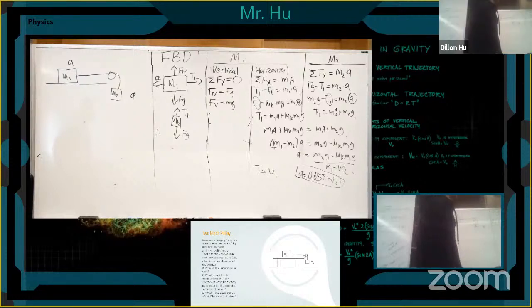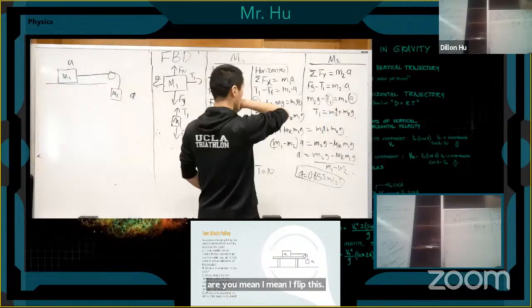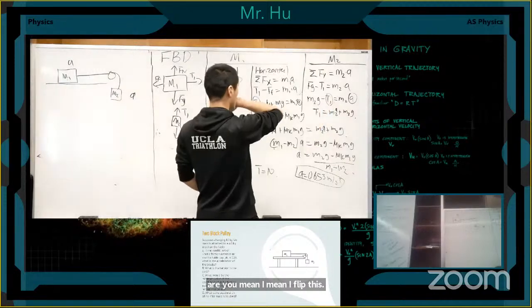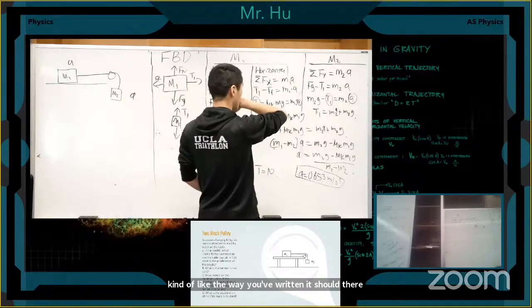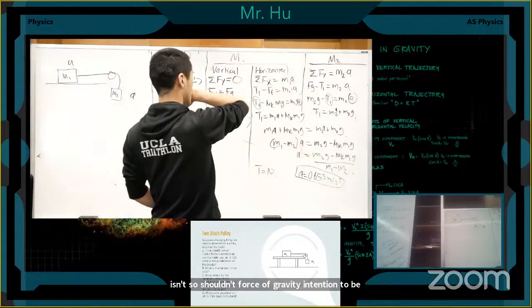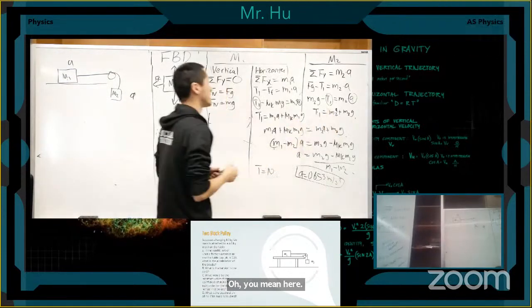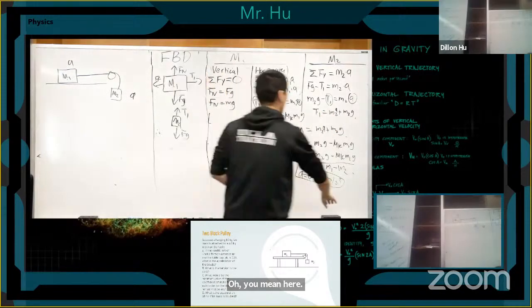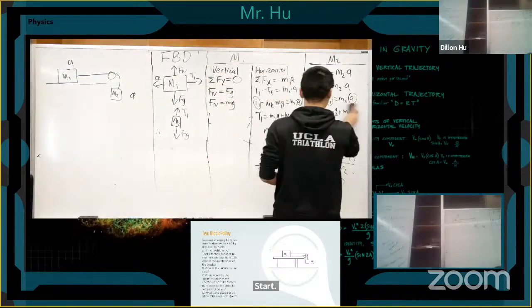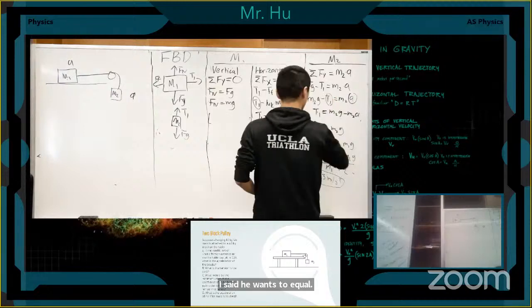Oh, you mean I flip this? Like, you mean I flip these two? Kind of. The way you've written it, there should be a minus sign somewhere in there, but there isn't. So shouldn't the force of gravity and tension be flipped, like the second line of the M2? Oh, you mean here? No, at the very start. Yeah. Okay. I see. I missed that. Okay, so T1 should equal M2G minus M2A. Here we go. Okay, so I think they should be added.